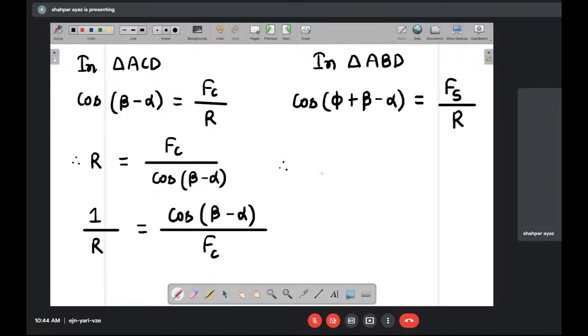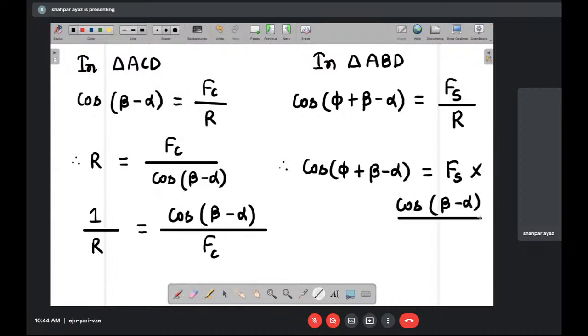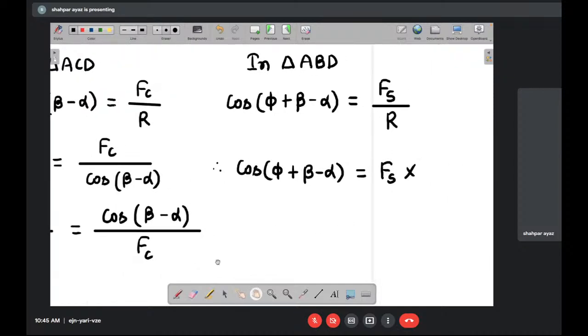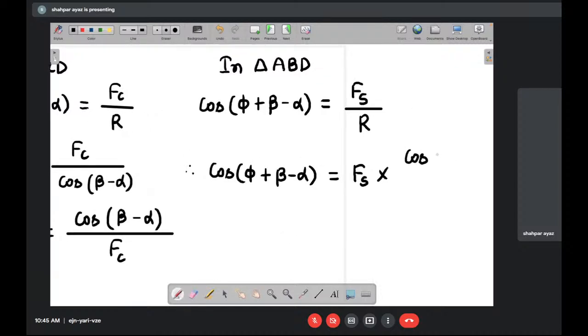Okay, so here we can write cos(phi plus beta minus alpha) is equal to Fs into 1 by R. 1 by R is your cos(beta minus alpha) by Fc. Okay, everyone, so from here we can get it. I'm writing it here, maybe some students get confused. See, cos(beta minus alpha) divided by Fc.